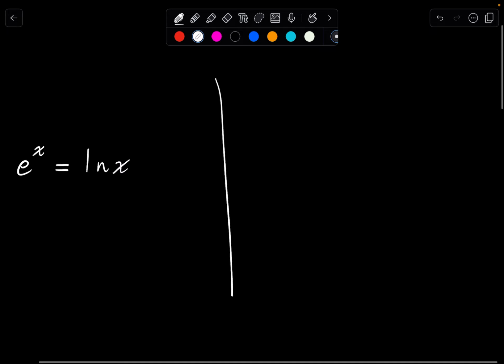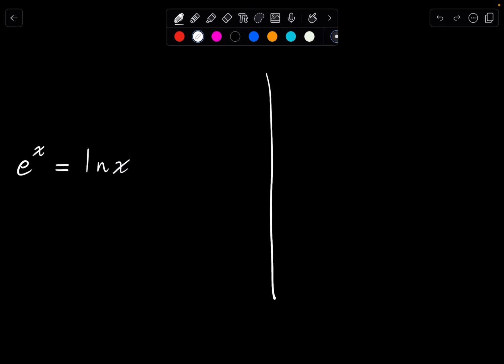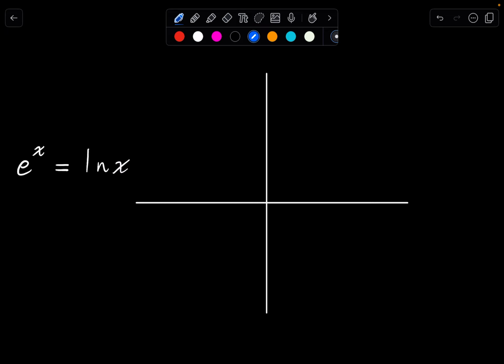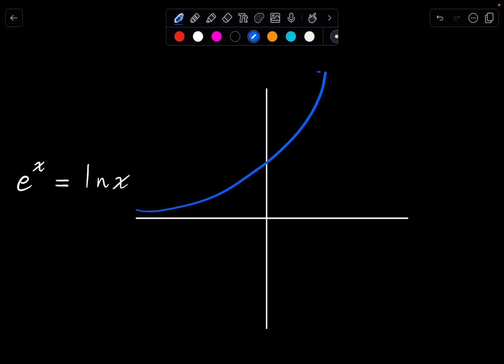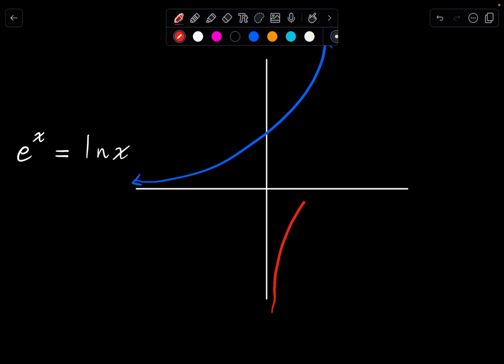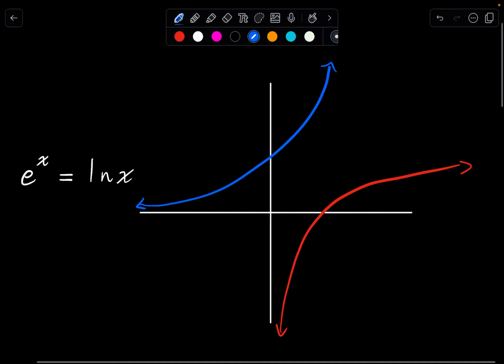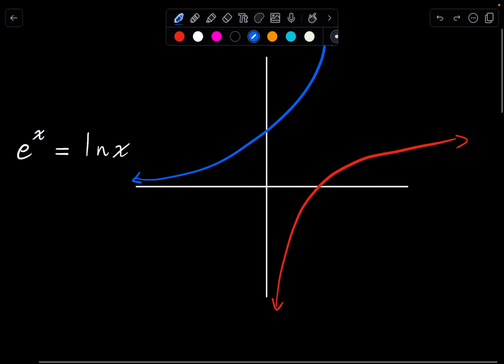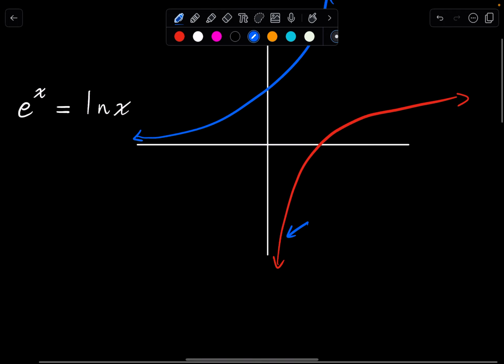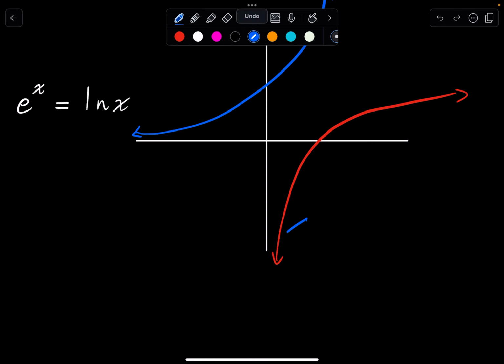Alright, if we take a look at the graphs of each of these functions, you'll notice something very interesting. In blue here, I'm going to draw e to the x, like that. And in red here, I'll draw ln of x. ln of x looks like this. This is an asymptote for e to the x, meaning as x goes to negative infinity, it'll approach y equals 0, this line. And as x goes to 0, the y value will approach negative infinity for the natural log of x.